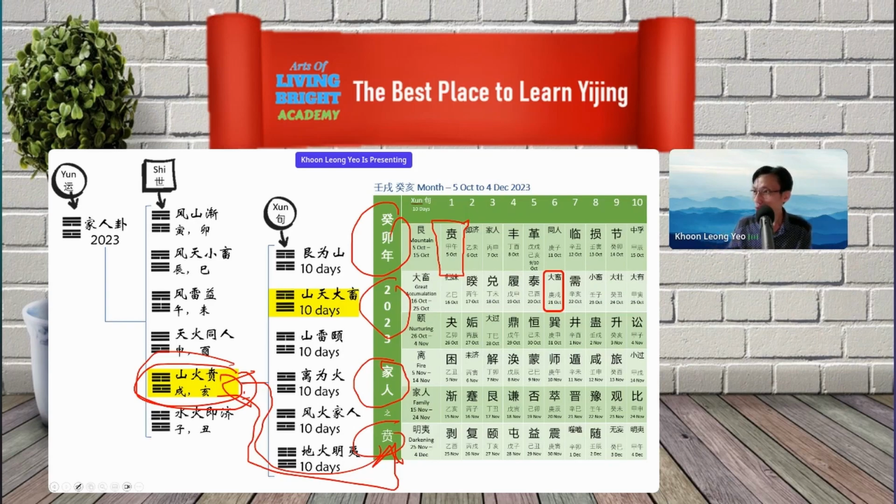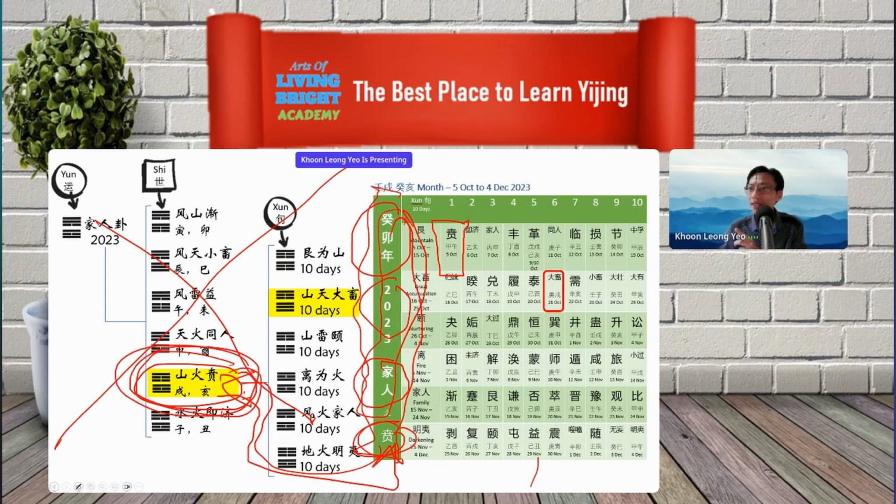Okay, so I'll be using this table format on the right side, not the left side. I won't be using this format because it's taking up a lot of space. I will be using the right side, the table format. How to read the right side one is on the left column here. It will be the year. Okay, the year, the 癸卯年, the 家人卦, and then 比 is the 四. Okay, 比 is the 四 here.